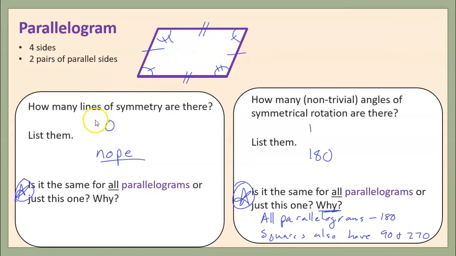Now, how many lines of symmetry are there? We said there were none. Is this the same for all parallelograms? We just looked at 2 instances, rectangles and squares, where that wasn't true, so this is definitely not true. No. Squares and rectangles have more than 0.